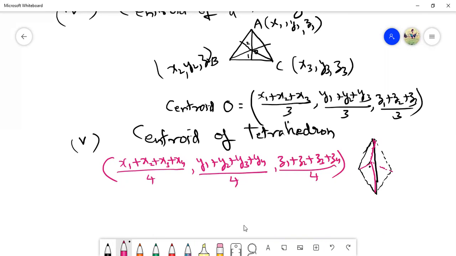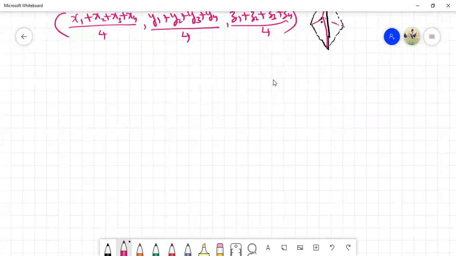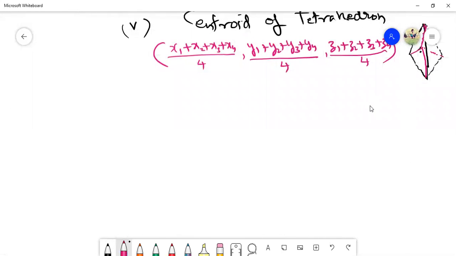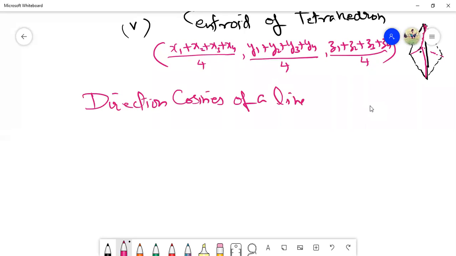Then the next thing that we have seen in vectors also: direction cosines of a line. Now we have to see the direction cosines of a line. Line means line in space, 3D. You know that we are doing 3D, so we have x, y, and z axis.